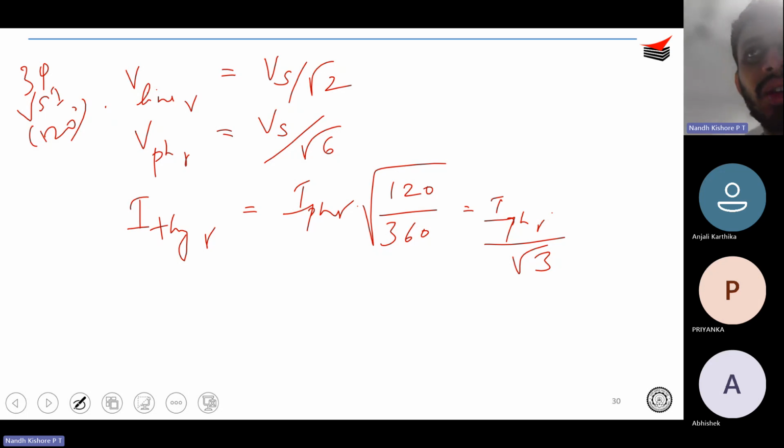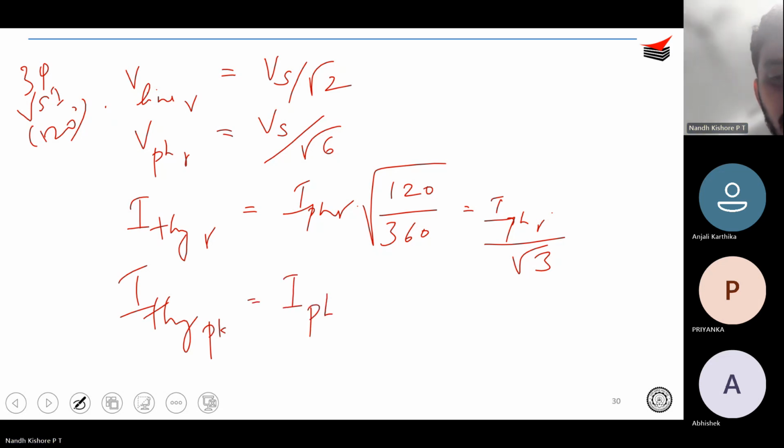And then what will be your thyristor peak current? In both cases, it will be I phase peak. That will be the peak current in both cases. So these are just some quick reference formulae for you guys. Is this fine? Yes, sir.